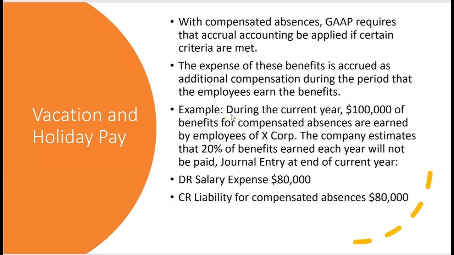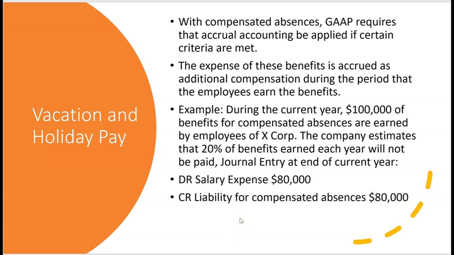During the current year, $100,000 of benefits for compensated absences are earned by employees of X Corp. The company estimates that 20% of the benefits earned each year will not be paid. So that means they expect to pay out 80% of what's been earned, 20% will not be paid out. If that's what they expect, then at the end of that current year, an adjusting entry is needed. A debit to salary expense for $80,000, 80% of the $100,000, and then a credit to liability for compensated absences, $80,000.